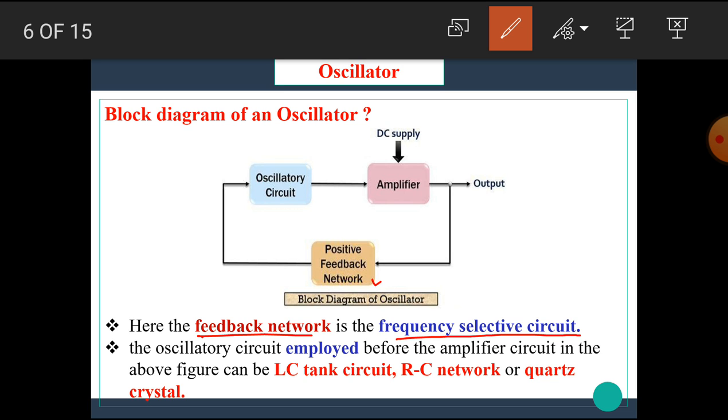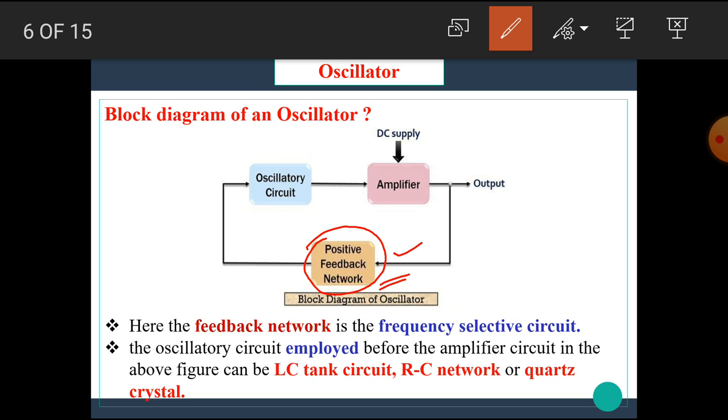I hope you all know what is meant by feedback. Let's see once again. Feedback means a fraction of the output is given to the input again. This is known as feedback. That means some part of the output is taken and given to the input of the circuit. This is the feedback concept, and in an oscillator, generally a positive feedback network is used.